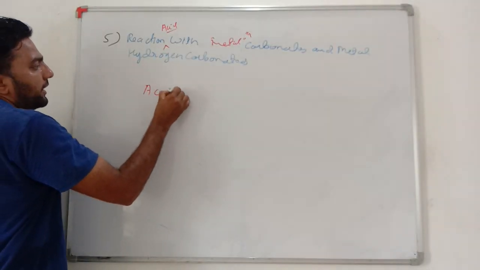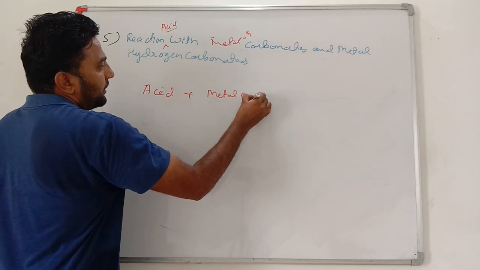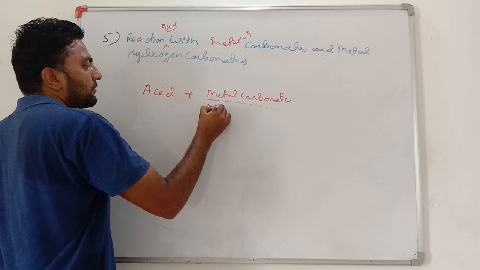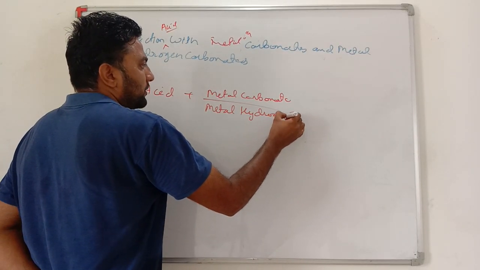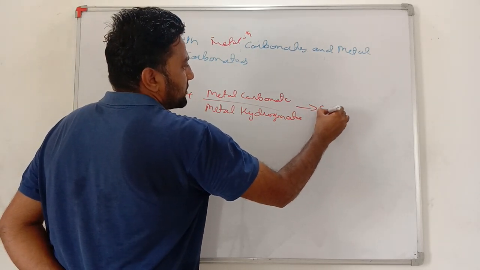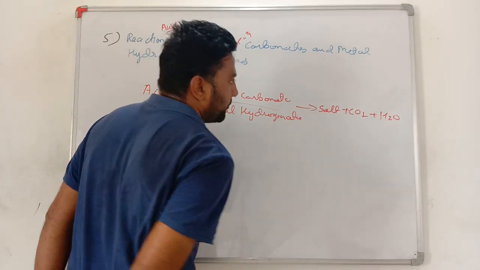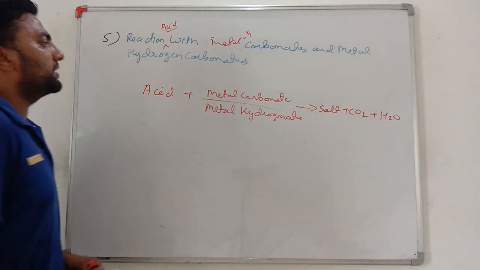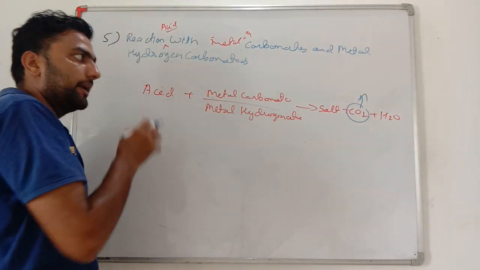That is, acid plus metal carbonate or metal hydrogen carbonate. So what we get is salt plus carbon dioxide gas plus water. So very important, when acids react with metal carbonates and metal hydrogen carbonates, what we get is carbon dioxide gas.